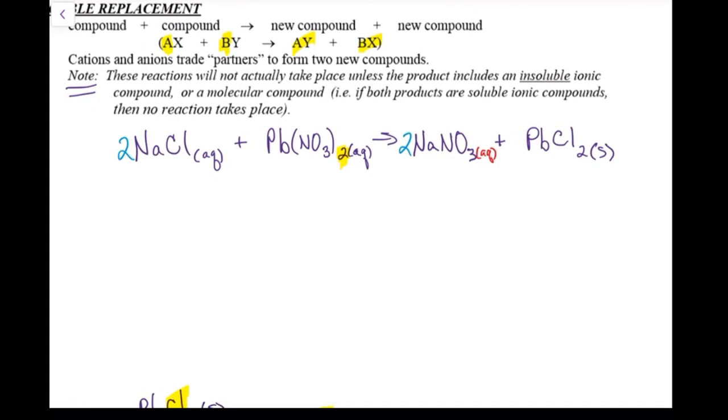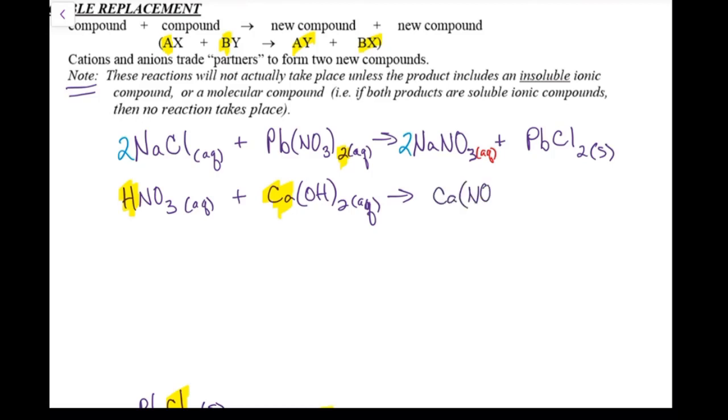Okay. Another thing that could happen is you could get a molecule. So let me give you an example of that. HNO3, again aqueous, plus let's say calcium hydroxide, aqueous. Okay, so again, the cations are going to trade places. In this case, H would act as a cation even though it's a nonmetal. And calcium is going to act as the other cation, and they're going to trade partners. So I'm going to get, as one of my products, calcium nitrate.